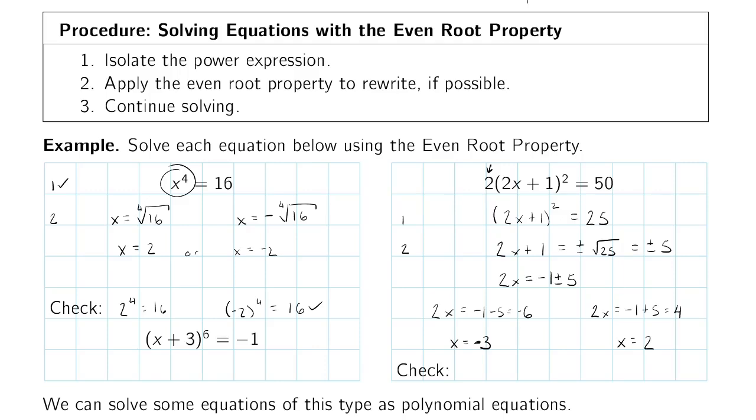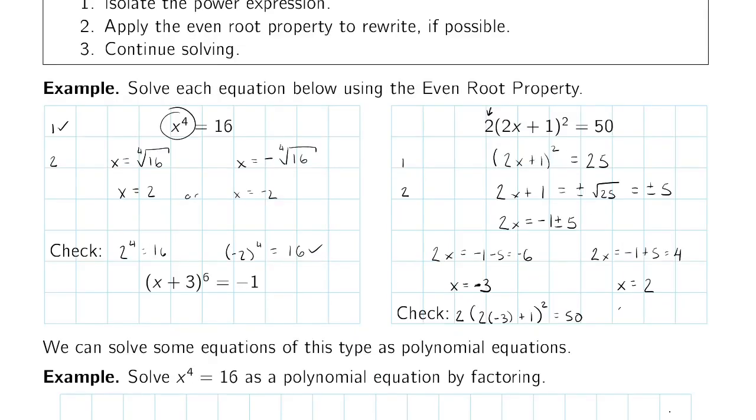All right, let's check that this really worked. So for x is -3, we'll have 2 times (-3 plus 1) squared is 50. Looking inside the parentheses, we're going to have -5 squared. I think that's going to be fine. And throwing that into a calculator, it does all work out.